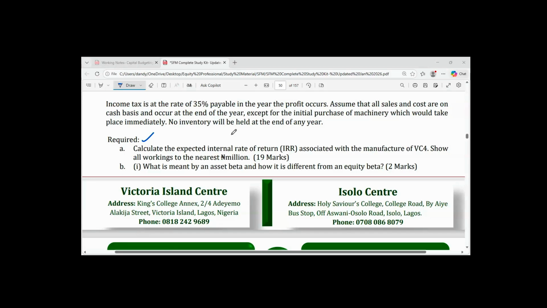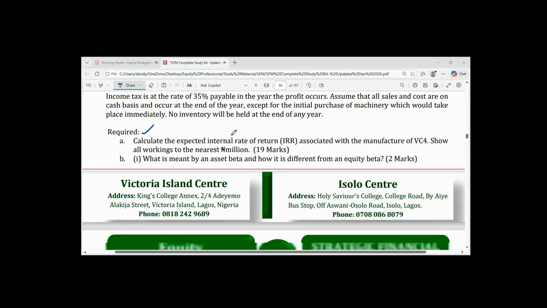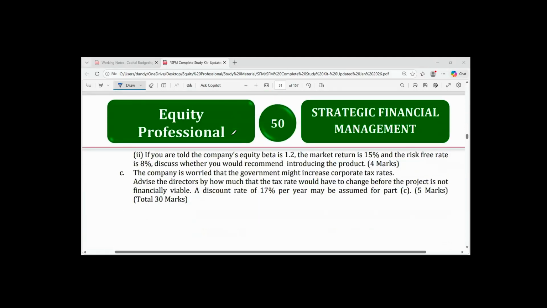Required. Calculate the expected internal rate of return associated with the manufacture of VC4. Show all workings to the nearest million. Then B1. What is meant by an asset beta and how is it different from an equity beta? B2. If you are told that the company's equity beta is 1.2, the market return is 15%, and the risk-free rate of return is 8%. Discuss whether you would recommend introducing the product.